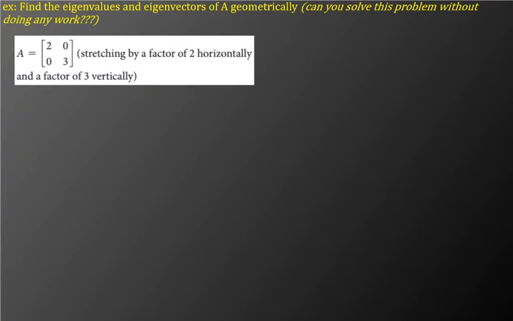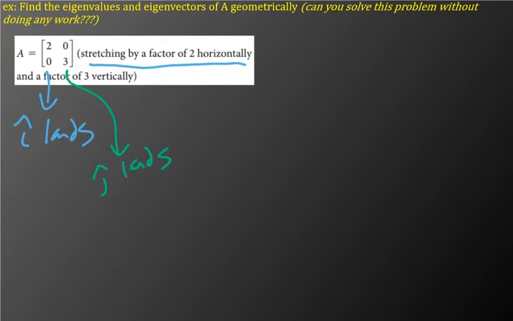2, 0, 0, 3. And that matrix, if you think about it in terms of where i hat and j hat land, this is where i hat lands. It's saying horizontal things get stretched by a factor of 2. And this is where j hat lands, which has the structure of j hat, but it's 3 times as big. So there is a vertical stretch by 3. That's what that matrix would do. If you think about it that way, stretching vertically and horizontally is a clue as to the eigenvalues.